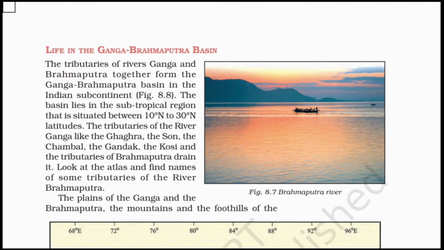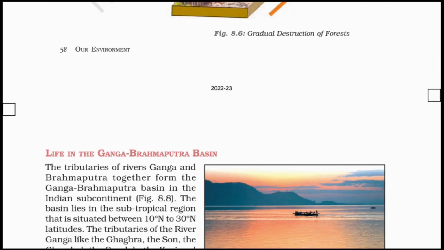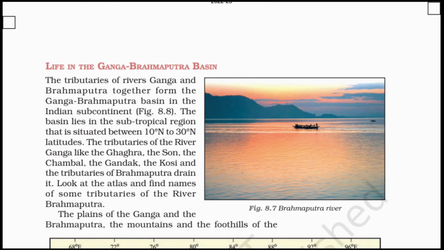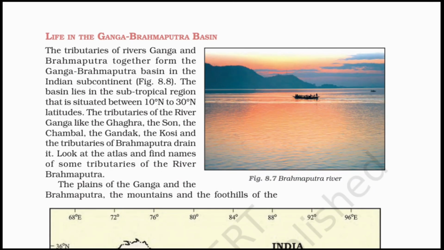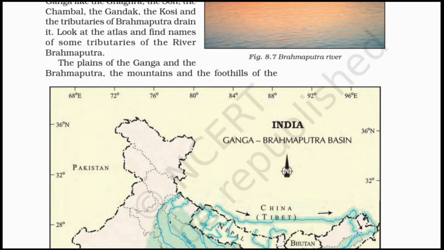Now we'll start with the Ganga-Brahmaputra basin. We have completed the Amazon basin. Now, life in the Ganga-Brahmaputra basin. The tributaries of river Ganga and Brahmaputra together form the Ganga-Brahmaputra basin in the Indian subcontinent. The basin lies in the subtropical region that is situated between 10° north to 30° north latitudes.